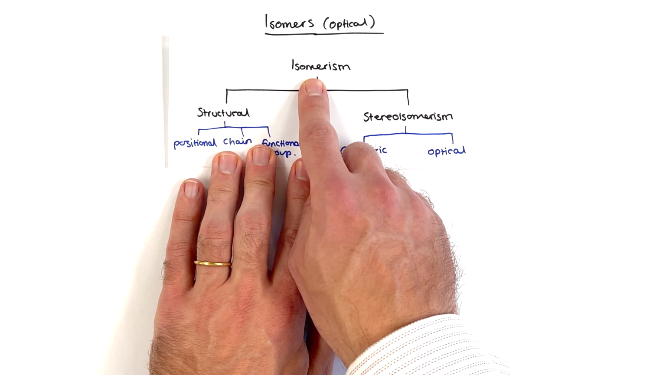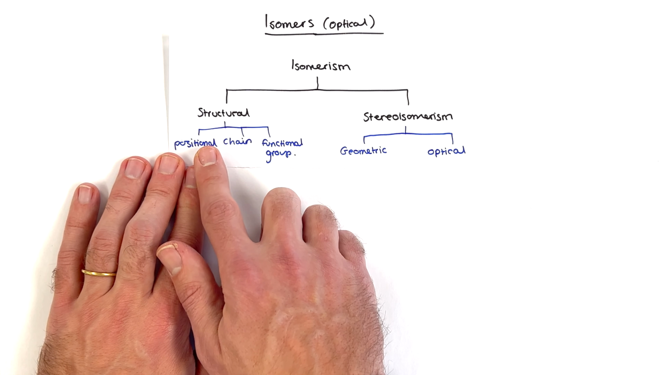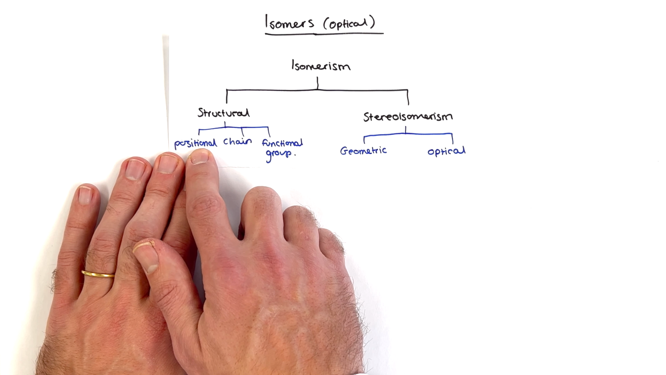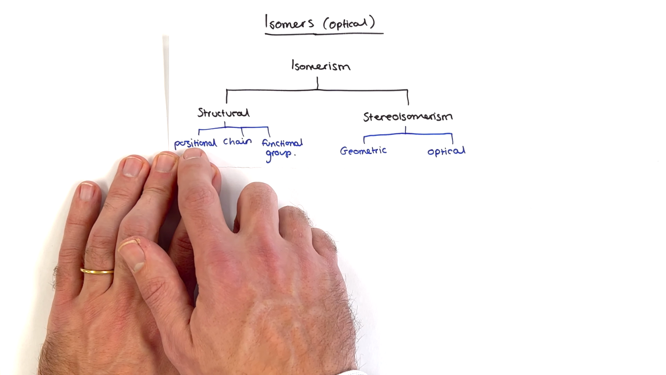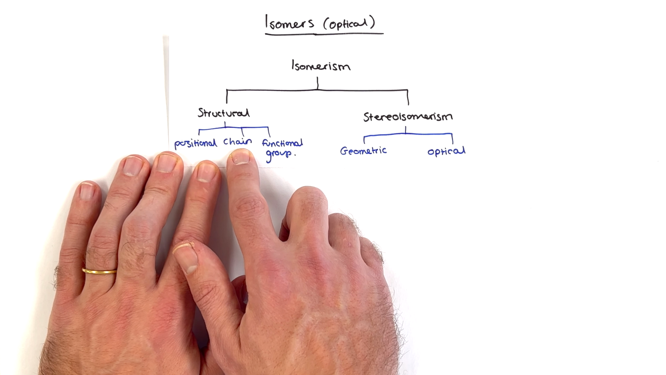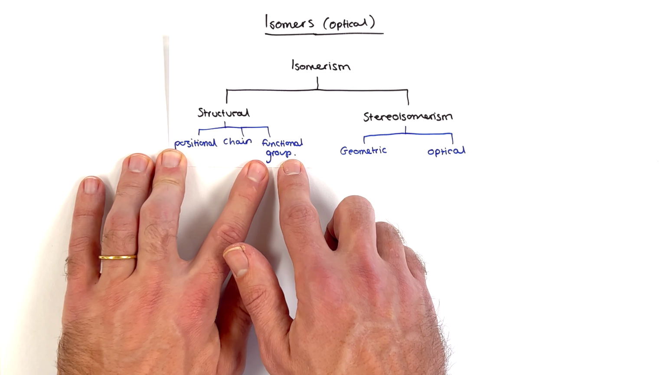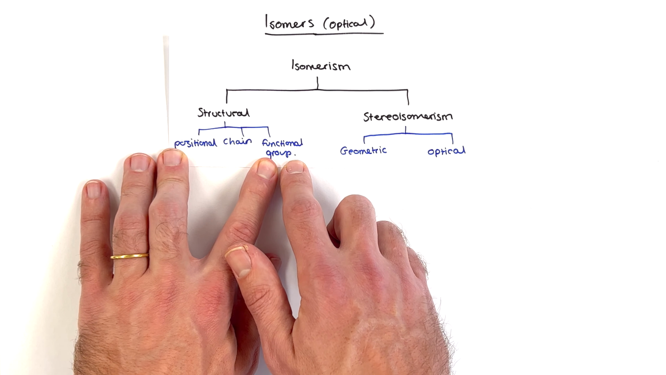As the overall heading of isomerism, you could have structural isomers, which you will have seen in the first year of the course. And there are three types: positional, chain, and functional group isomerism. Positional, where the position of the functional group is moved. Chain isomerism, where you get branching of the chain. And then functional group isomerism, where you have a different functional group, for example, ketones and aldehydes.